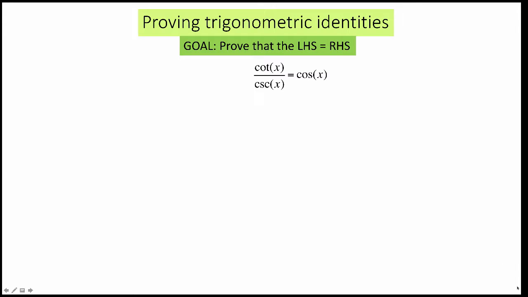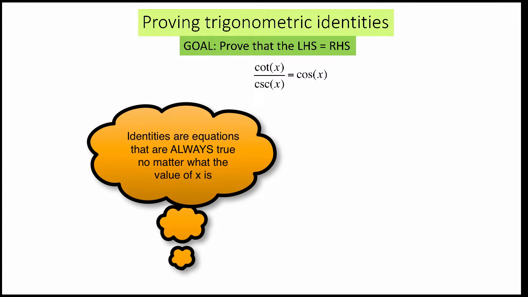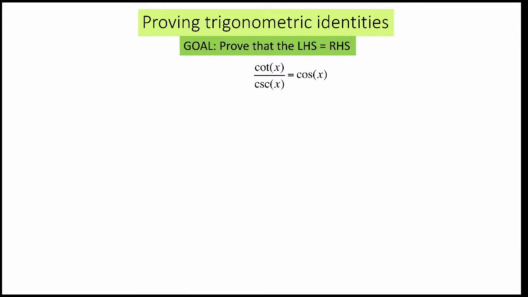To show you an example of how to prove a trigonometric identity. The goal is to prove that the left-hand side and the right-hand side are exactly equal. Now, this is not like solving an equation. We're not going to solve this equation to figure out what the value of x is. In fact, in an identity, this equation is true no matter what the input value is.